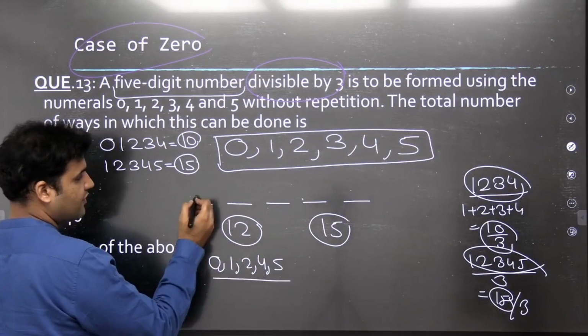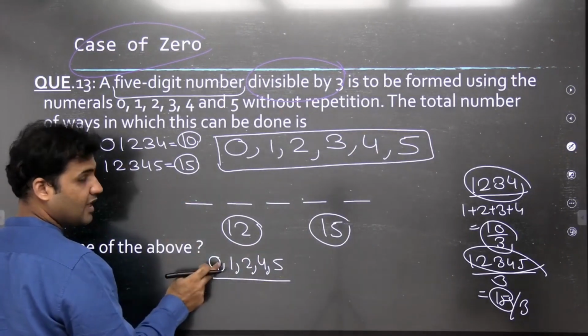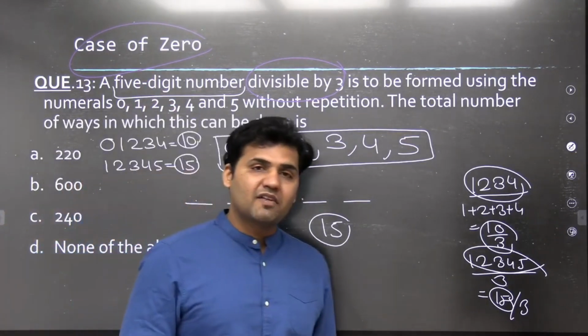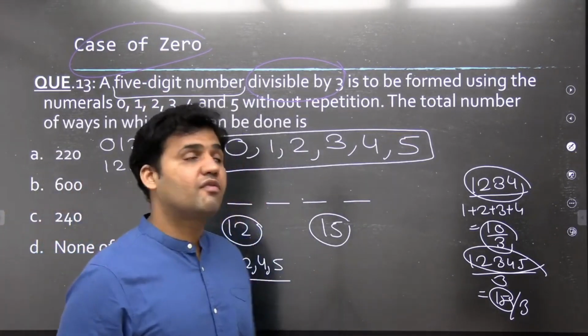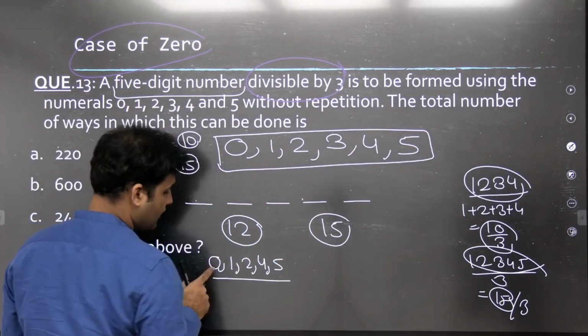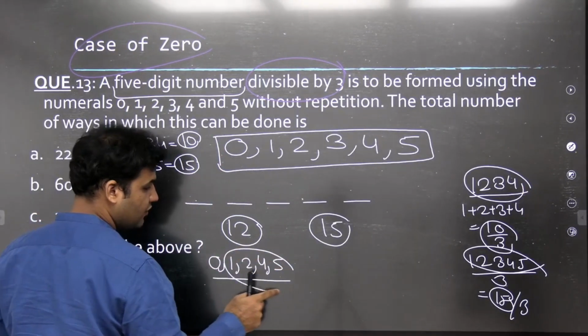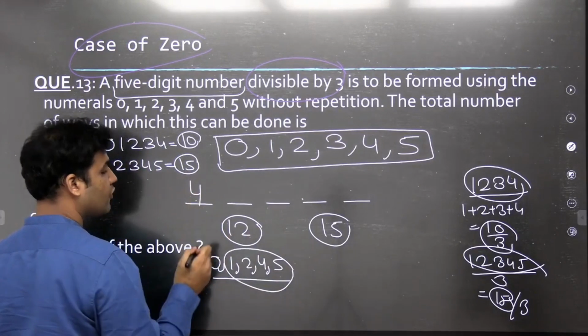Now, if I want to make a 5-digit number using these digits, you can see that the first place can be filled in how many ways? I cannot place 0. Understand the case of 0. If I am making a 5-digit number, 0 cannot be at the first position. So the first place can be filled with any of these 4 digits. First place can be filled in 4 ways.